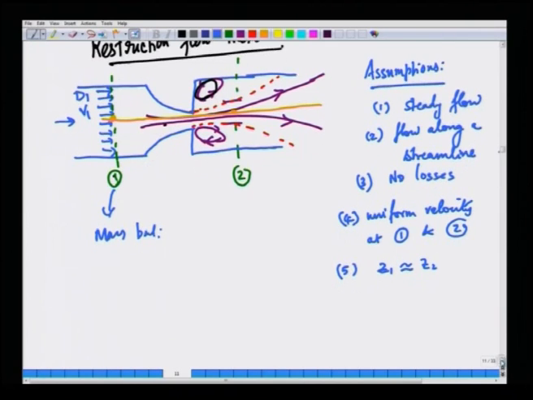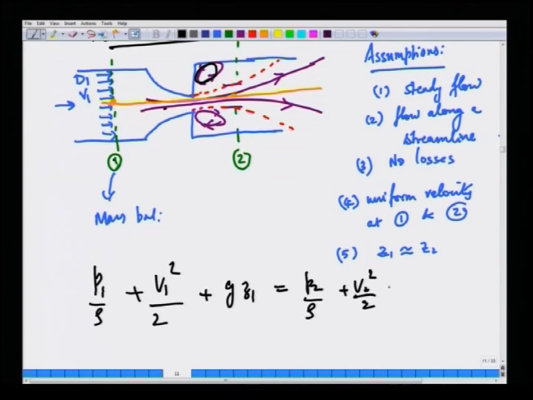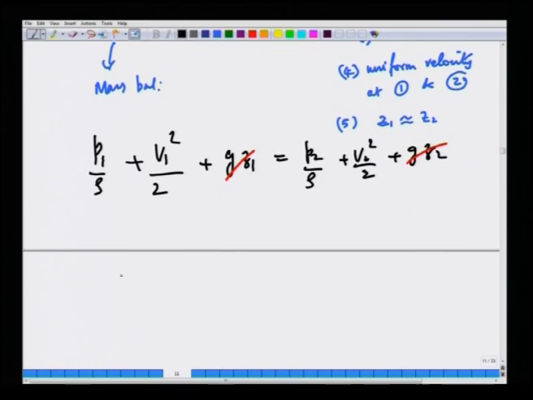So, the Bernoulli equation will simply become, for this problem, P 1 by rho plus V 1 squared by 2, okay, plus G Z 1 is P 2 by rho plus V 2 squared by 2 plus G Z 2 minus W. So, we are neglecting shaft work, we are neglecting losses because it is Bernoulli. Now, Z 1 is the same as Z 2, so that is 0. So, essentially you will get a relation between P 1 minus P 2, the pressure drop between points 1 and 2, which is equal to rho by 2 times V 2 squared minus V 1 squared.